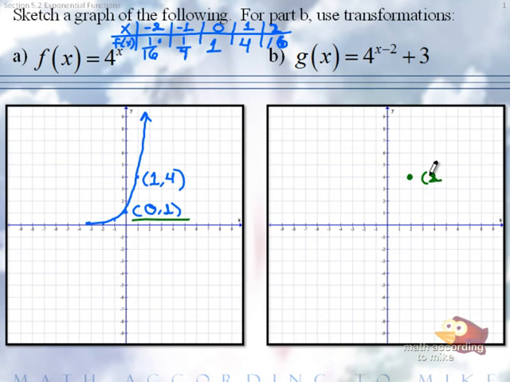Ow, that's not a 2. And if you moved the point 1, 4, right 2, up 3, you would be at 3, 7. Besides the graph, what else moves? The asymptote. The asymptote was at y equals 0. Now it's going to be at y equals 3.